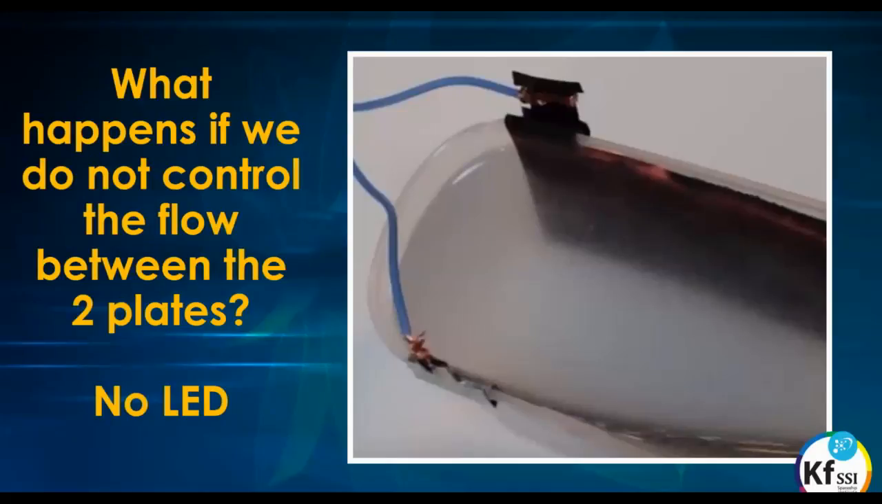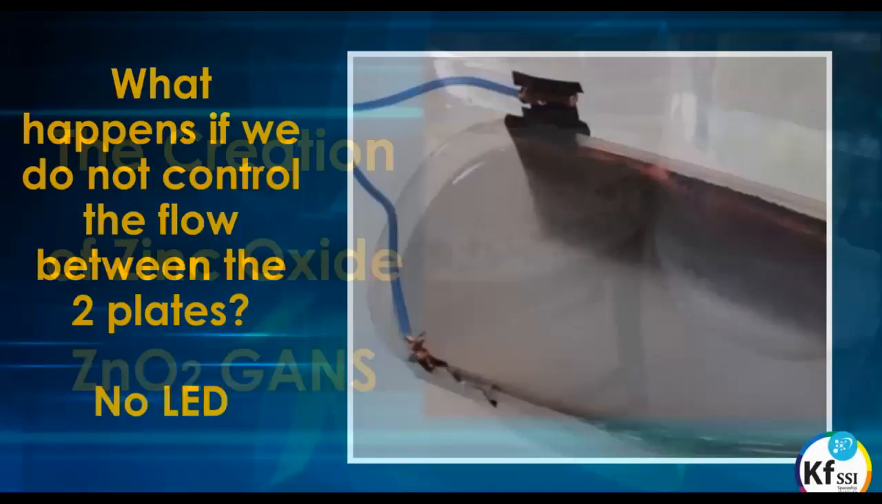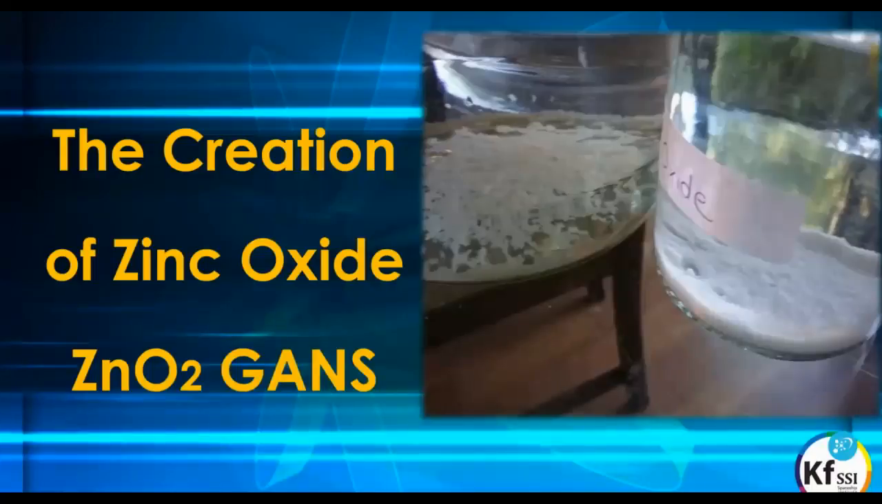Now, the question that comes to mind is what happens if we do not control the flow between the two plates? So if we have no LED to control that, no load between the two wires, what are we going to then produce? And essentially, we then end up creating zinc oxide Gans.